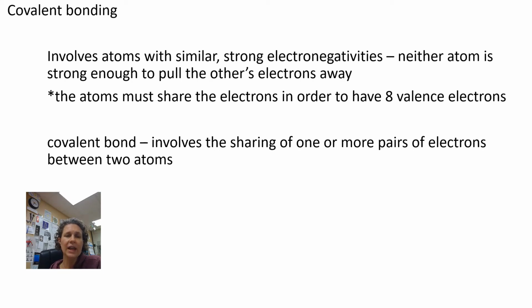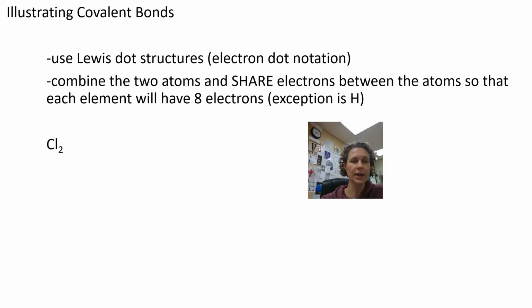Okay, so with covalent bonding, we've got elements with similar strong electronegativities, so no one can take electrons from the other, and they share. In this whole process of sharing, all of the atoms involved have 8 electrons. There are some exceptions to that. Hydrogen is an exception because it can only have 2 electrons, but in general, 8 electrons is what everything's going for. Covalent bonding is just the sharing of one or more pairs of electrons between 2 atoms.